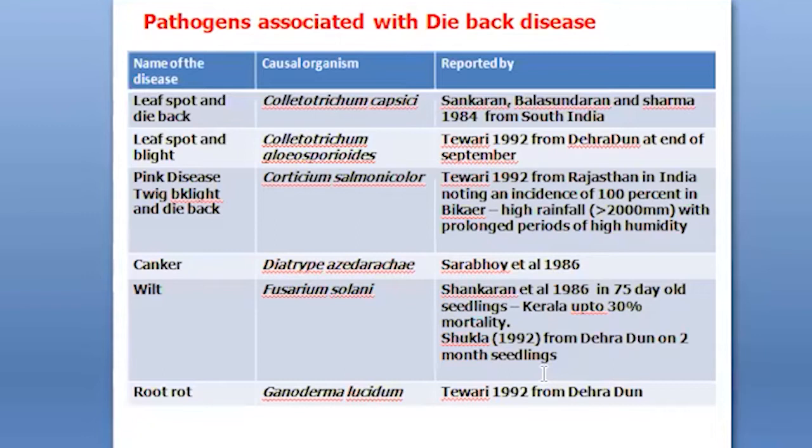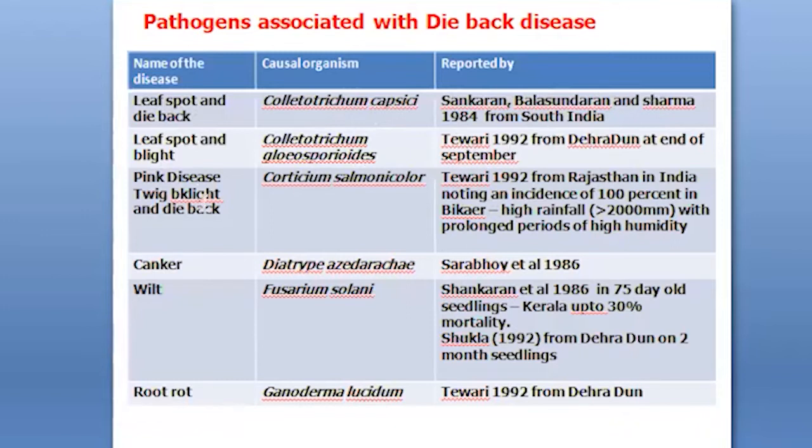Because there are almost around 150 pathogens which are associated, but I want to restrict only to the dieback pathogens. So here you can see the different names. That is leaf spot and dieback, which is caused by Colletotrichum capsicum, and this was first reported by Shankaran, Balasundaran and Sharma in 1984 from South India. And leaf spot and blight by Colletotrichum gloeosporioides, and this was reported by Tiwari from Dehradun.